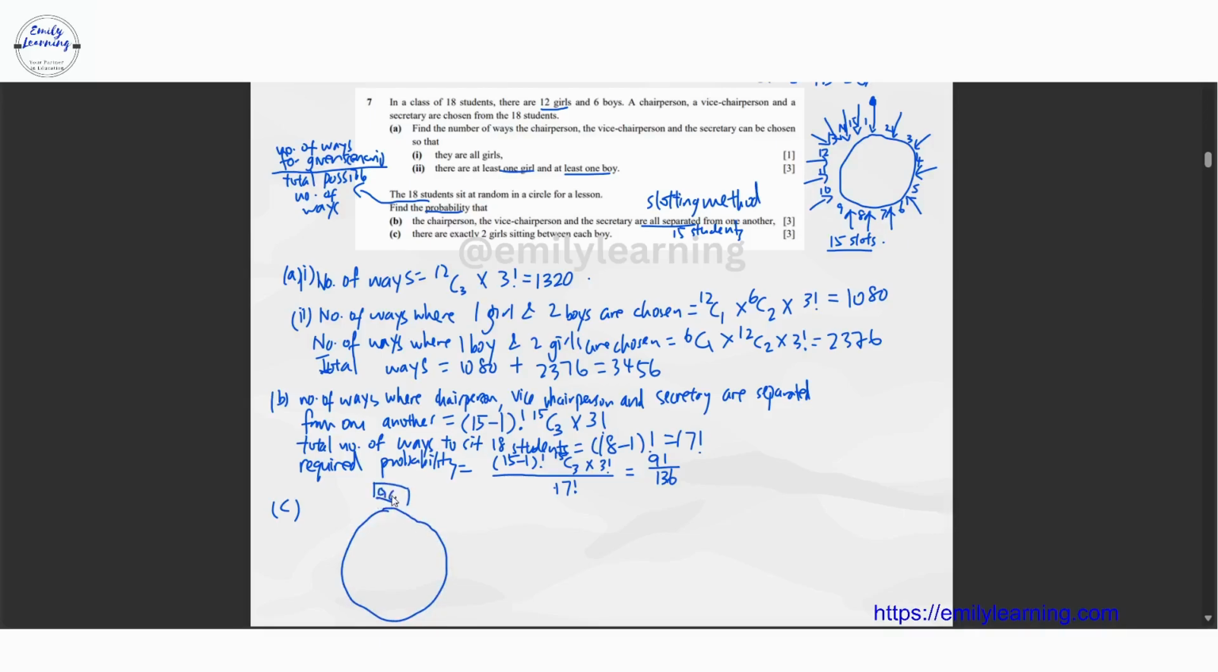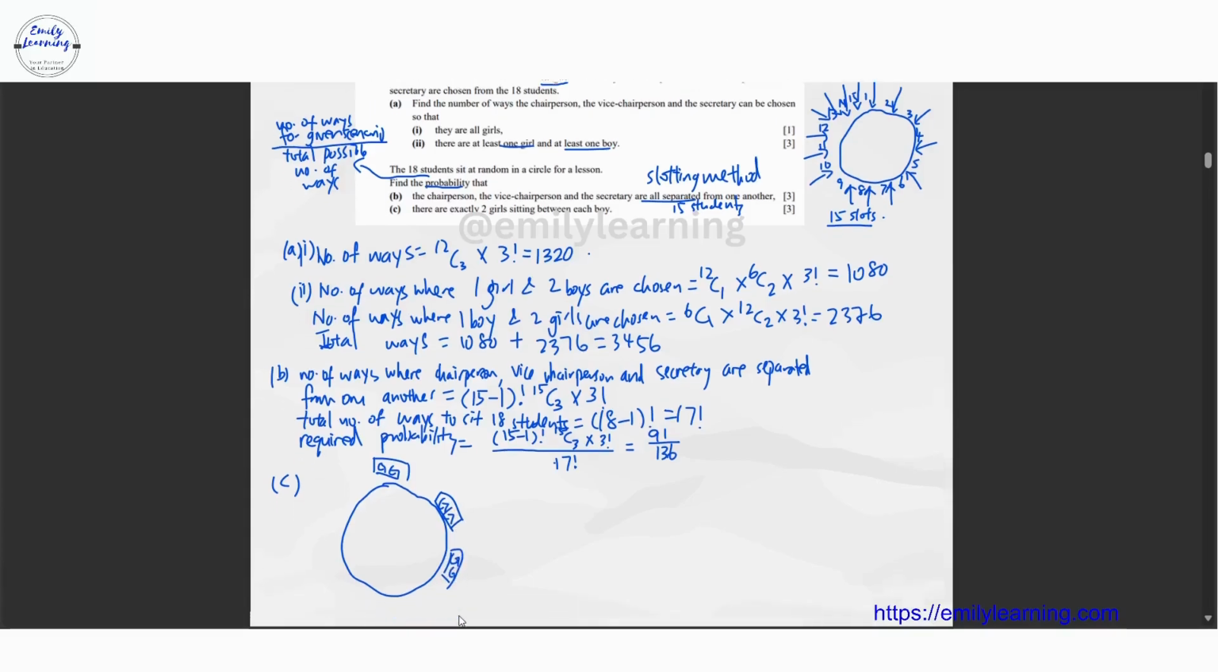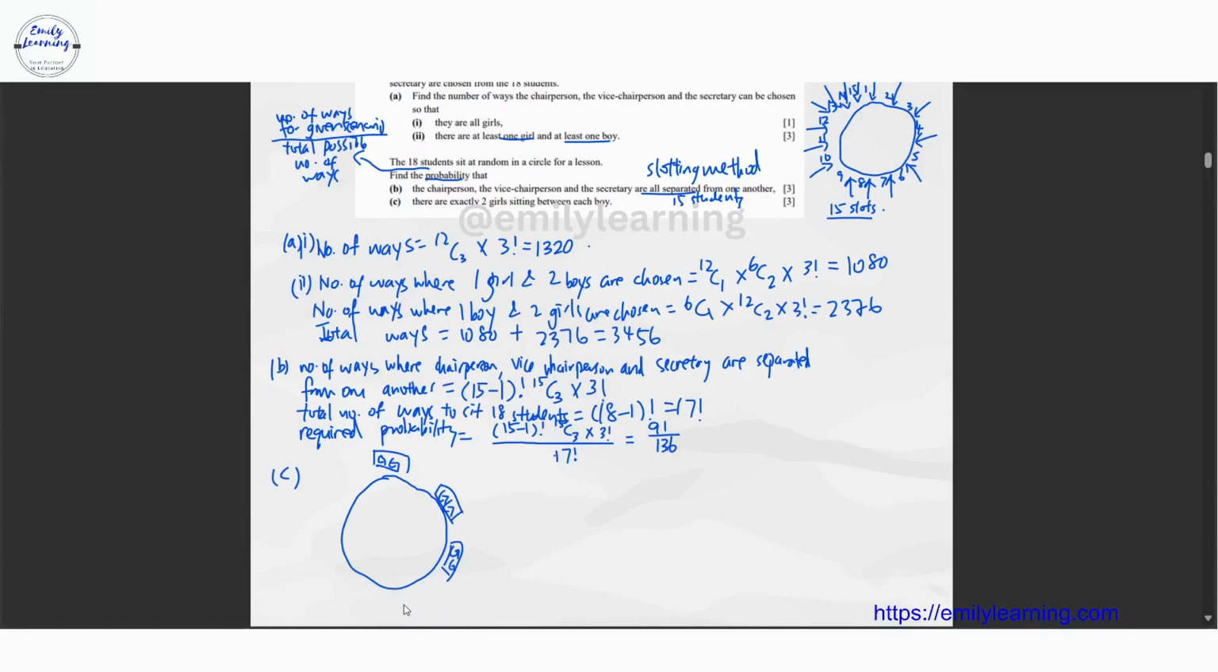So girl, girl. Second group of girl and girl. Third group of girl and girl. Fourth group of girl and girl. Fifth group of girl and girl. And sixth group of girl and girl. So 1, 2, 3, 4, 5, 6. So in total there are 12 girls now.